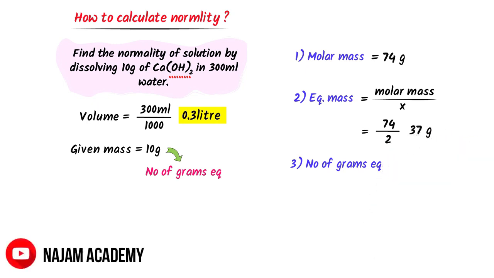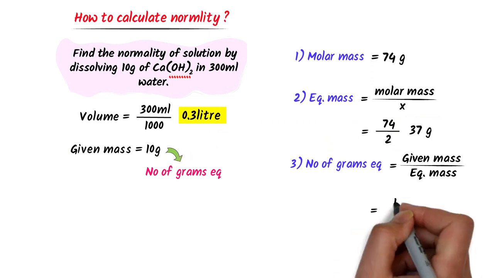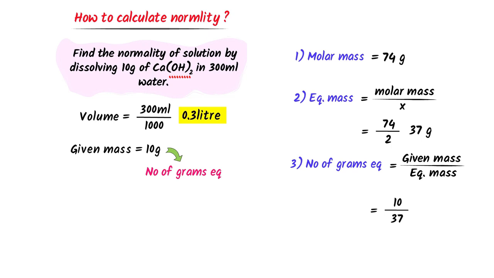Thirdly, to calculate number of grams equivalent of solute, I divide given mass by equivalent mass. We know that given mass is 10 gram and the equivalent mass is 37 gram. So I plug in these values in this equation. After calculation, I get 0.27 gram. Lastly, I calculate the normality of this solution.